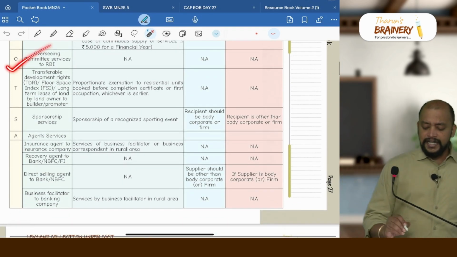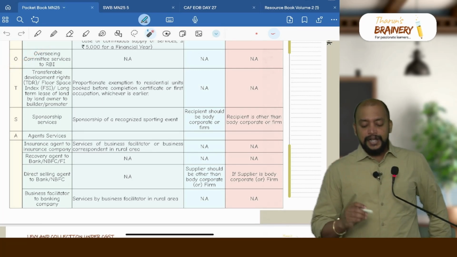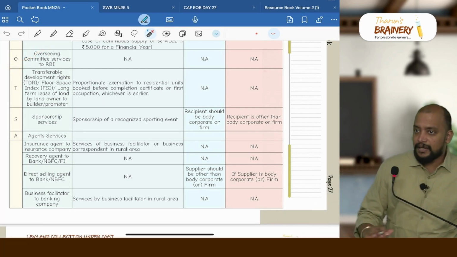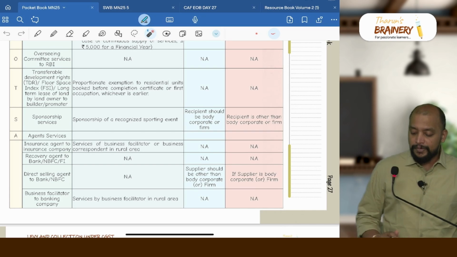Then overseeing committee services to RBI. So in this case, we don't have any condition for RCM. And exemptions, non-applicability of RCM, always GST payable by RBI.